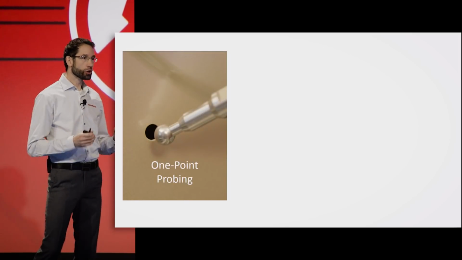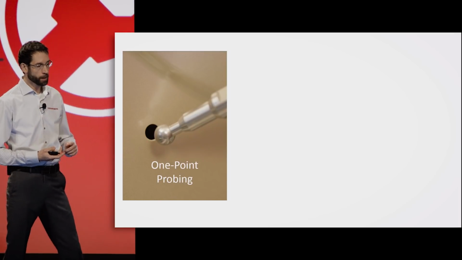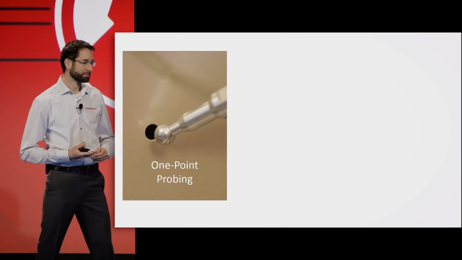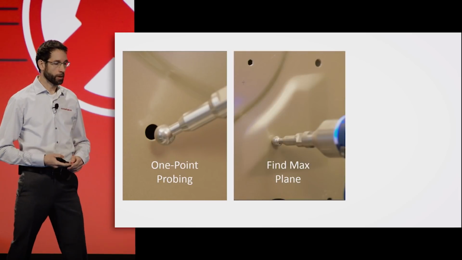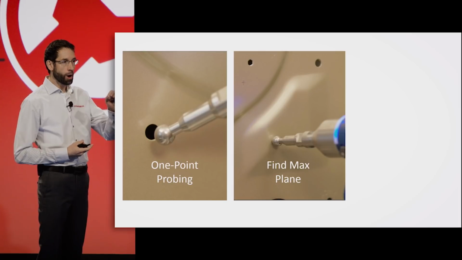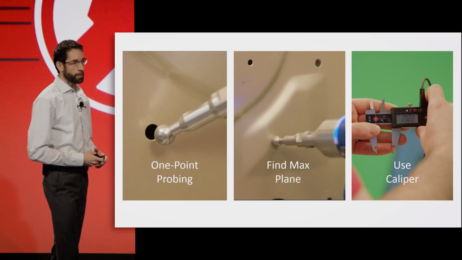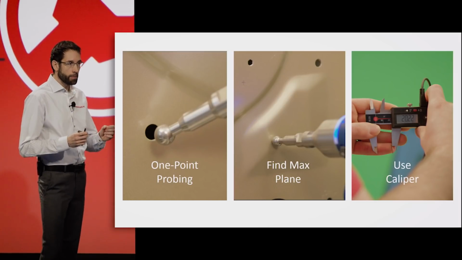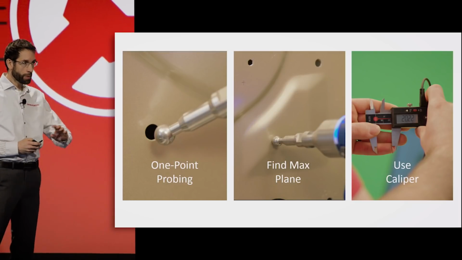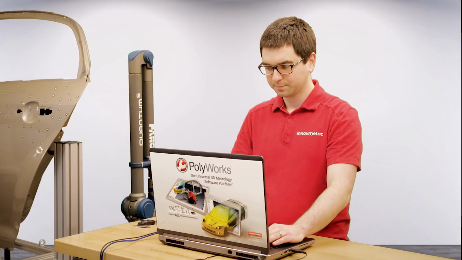So we recorded a short video, and the video will present three methods. The first scripted method is a generic one-point probing method. The second one, it's a probing method that allows you to find the max point on a plane. And in the last scripted method, you'll see a depth measurement using a digital caliper. So all those methods were scripted and integrated into PolyWorks. Let's see how this works.